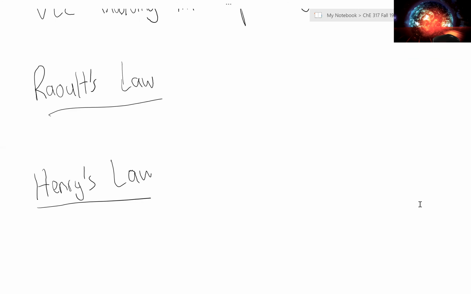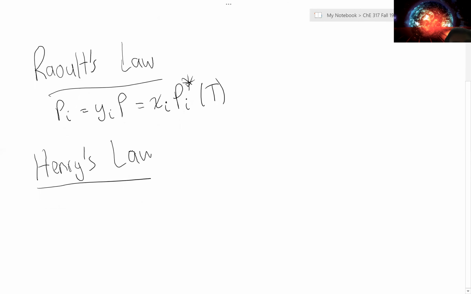So when we were looking at Raoult's law, we had stated the partial pressure of our species in the system was equal to the mole fraction in the vapor phase times the total pressure, which was equated to the mole fraction in the liquid phase times the vapor pressure of our species at a specified temperature. Henry's law is similar, but in lieu of a vapor pressure, we were interested in a Henry's law constant value at the temperature of interest.